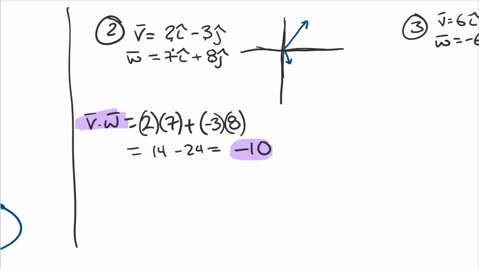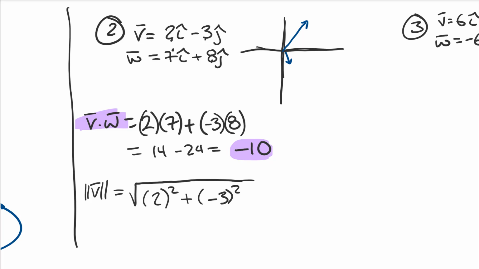Now we need to also get the magnitude of vector V and the magnitude of vector W. Again, I said this isn't going to turn out quite as clean as the other ones. So let's look at vector V, which means we take 2 squared plus negative 3 squared. That's 4 plus 9, so we get root 13. That's not very clean, but it's something.